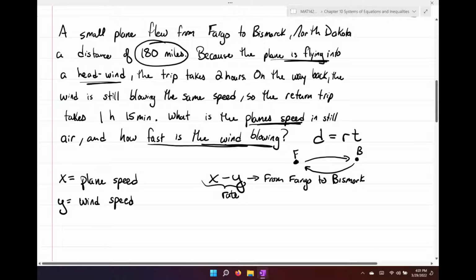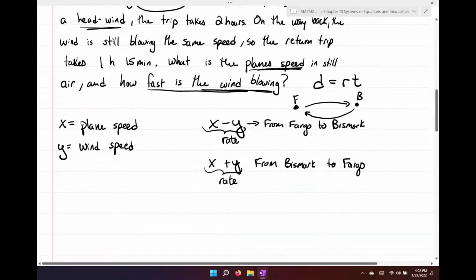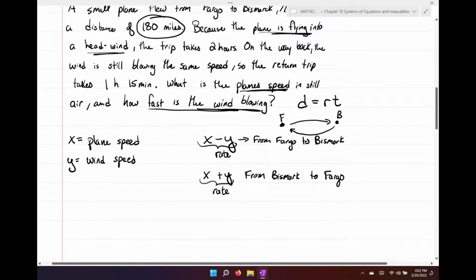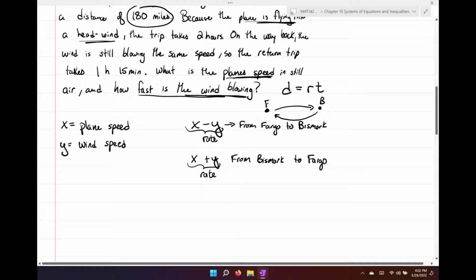Okay. Then we have the return trip. So the return trip is going to be x plus y because the wind is actually pushing the airplane. So this is going to be from Bismarck to Fargo. And this is also a rate. So we have our two equations, and we have everything that we need here to set this up. Because once again, we need to think about this in terms of distance equals rate times time.